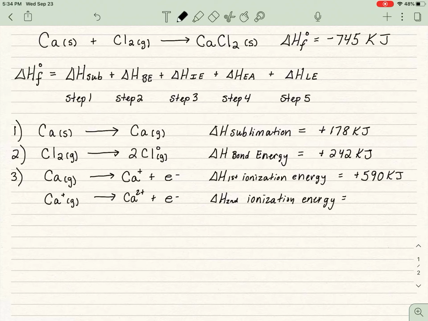The first electron to be removed is 590 kilojoules. And then the second one is 1,145 kilojoules. And those are the 2 ionization energies. So together they add up to, I have it in my notes here, 1,735. So if you want to put that, you could add them together.